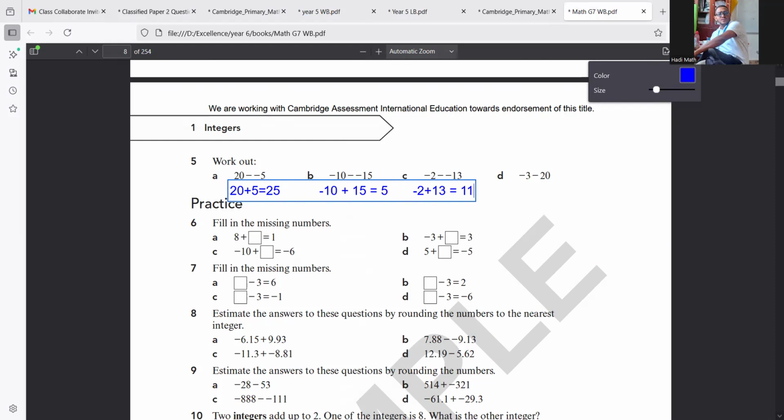No more unknowns. Look here, this negative 3 and negative 20. 3 is negative and 20 is negative. When both of them are negative, you put the negative sign and you add them. It's going to be negative 23.